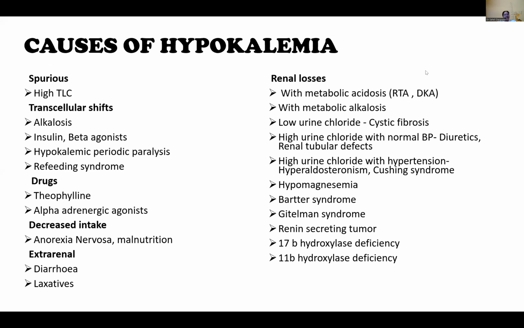Extrarenal like diarrhea or laxatives, and renal causes: if it is associated with metabolic acidosis, it can be due to renal tubular acidosis or DKA. With metabolic alkalosis, it can be cystic fibrosis if the urine chloride is low, and if the urine chloride is high, if the BP is normal, then renal tubular defects, and if the BP is high, hypertension, hyperaldosteronism, or Cushing syndrome. Hypomagnesemia, Bartter syndrome, Gitelman syndrome, any renin secreting tumor, or 17 beta hydroxylase deficiency and 11 beta hydroxylase deficiency.